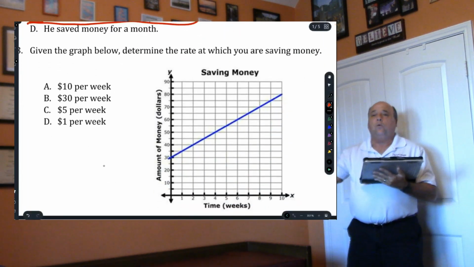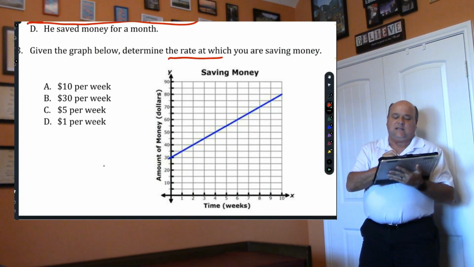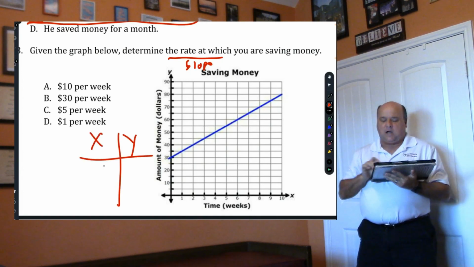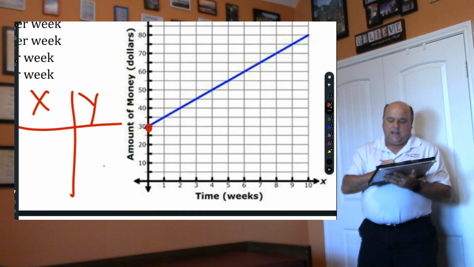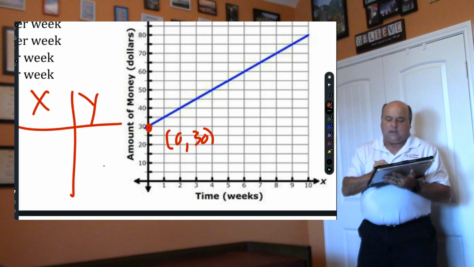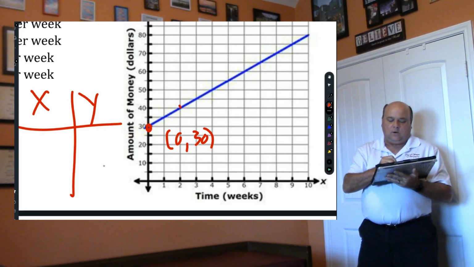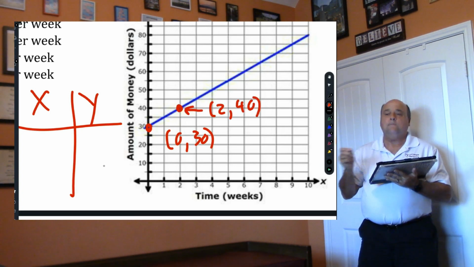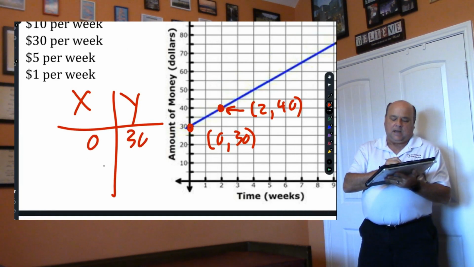Okay, we want to know the rate of savings. The rate at which you're saving money is the same thing as the slope. So we need to make a T-chart, and we need 2 ordered pairs off of this. So I'm going to zoom in. My first ordered pair is right here, and it's at 0, 30. Now then I'm going to go over to, let's say, week 2. I'm going to go up right here. It hits this grid point. That would be 2, 40, wouldn't it? Okay, so I need to make this T-chart 0, 30, and 2, 40.